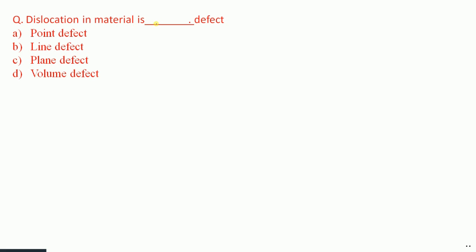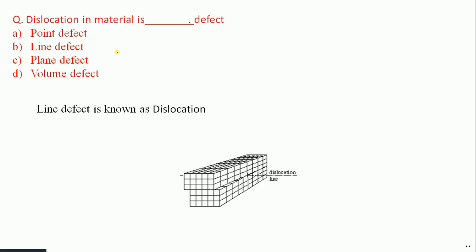Dislocation in material is a: point defect, line defect, plane defect, volume defect. The line defect itself is known as dislocation. So when they say dislocation, that is obviously a line defect. We can see the schematic diagram of the line dislocation here. Therefore, option B is the correct option.